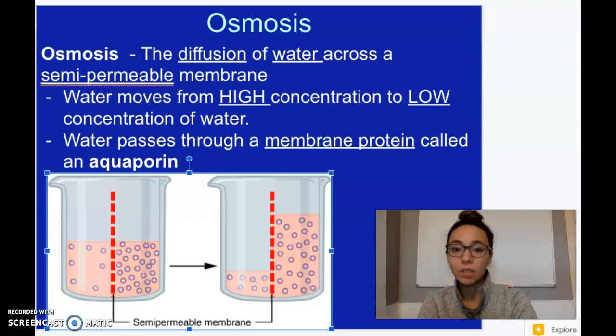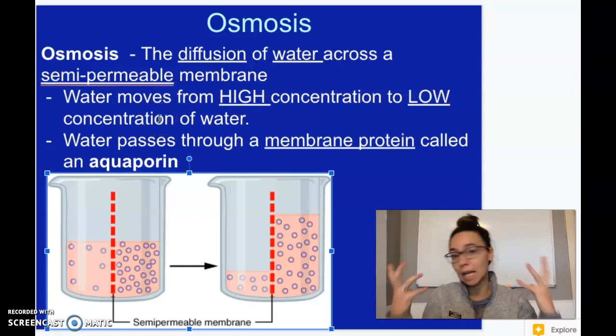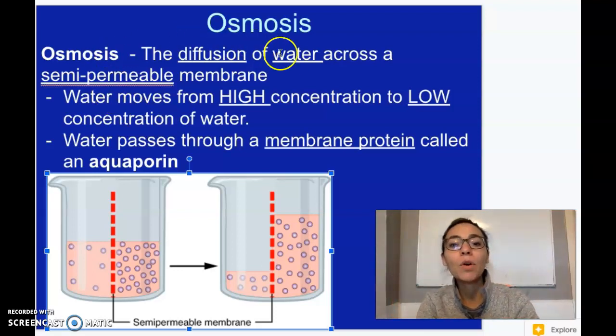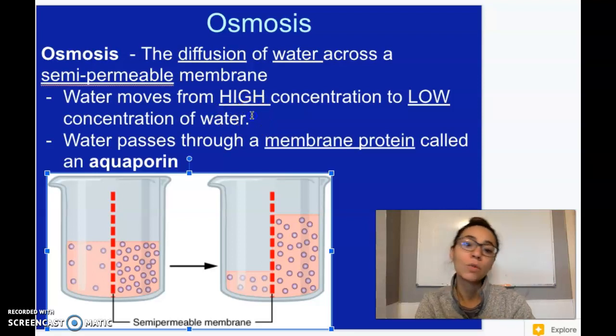So osmosis, just to refresh your memory, you probably have this definition already, is the diffusion of water across a semi-permeable membrane. Remember, diffusion is when molecules are going from high concentration to low concentration, so they're spreading out. So it's a type of diffusion, but this time we're only talking about water. So water is moving from high concentration to low concentration of water. Okay, so where there's a lot of water to where there's less water.